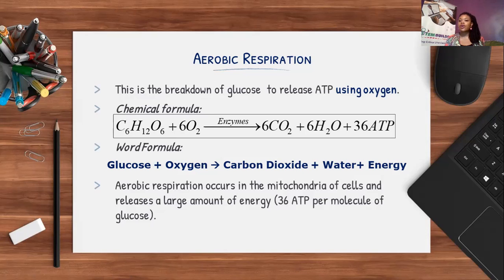So aerobic respiration occurs in the mitochondria of cells. So that's another distinction that you have to understand and to be able to make. So if they ask you to distinguish between aerobic and anaerobic respiration, the products is one way, the raw material, glucose is needed, and also where it takes place. So aerobic respiration occurs in the mitochondria of cells, and it releases a large amount of energy. So that's also another distinction, the amount of energy that is released. So it releases a large amount of energy, 36 ATP per glucose molecule.